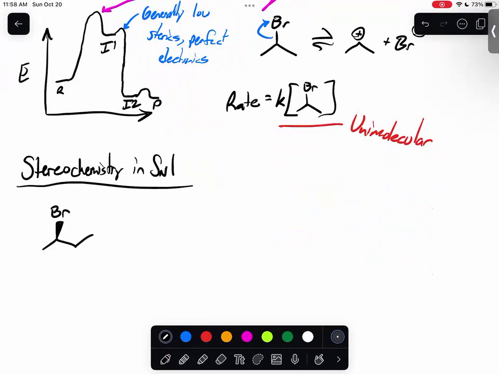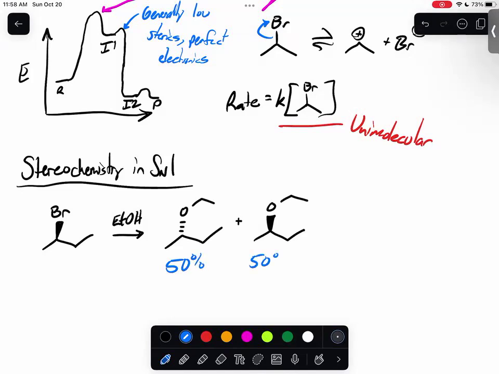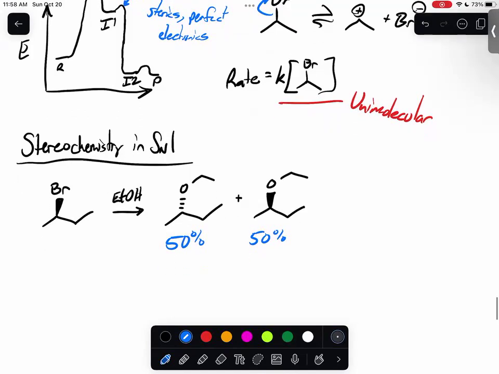If we were to take this and mix it with ethanol as a solvent, what we would see is that we would end up with this guy on a dash, right? Which we would expect from something like SN2. But we also end up with the same thing on the wedge. And as a matter of fact, it is a 50-50 mixture, right? Which tells us that it is a racemic mix. The question is why?